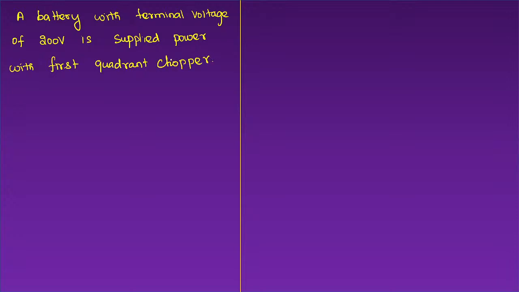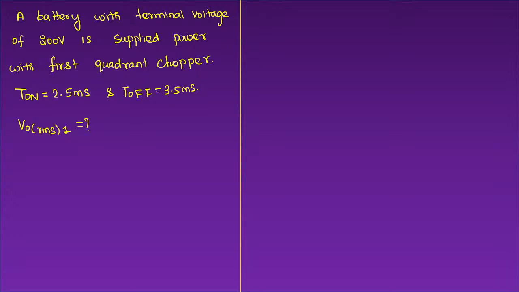Now what they have given is the on time of the chopper, that is 2.5 millisecond, whereas the off time of the chopper is also given, that is 3.5 millisecond. The on time and off time of the switch are given, and the RMS value of the fundamental component of output voltage V01 is dash.